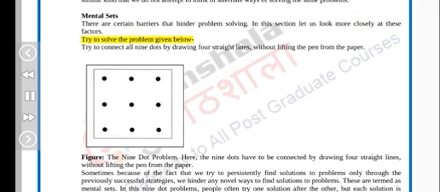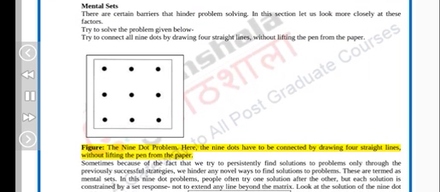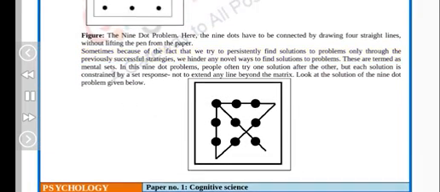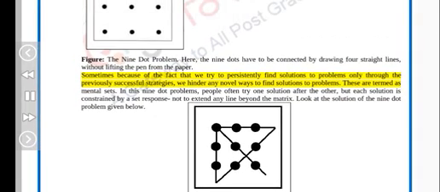Try to solve the problem given below. Try to connect all 9 dots by drawing 4 straight lines, without lifting the pen from the paper. Figure. The 9-dot problem. Here, the 9 dots have to be connected by drawing 4 straight lines, without lifting the pen from the paper. Sometimes, because of the fact that we try to persistently find solutions to problems only through the previously successful strategies, we hinder any novel ways to find solutions to problems. These are termed as mental sets.